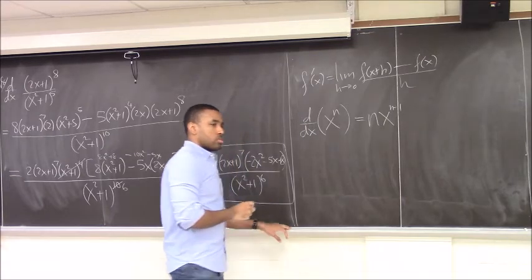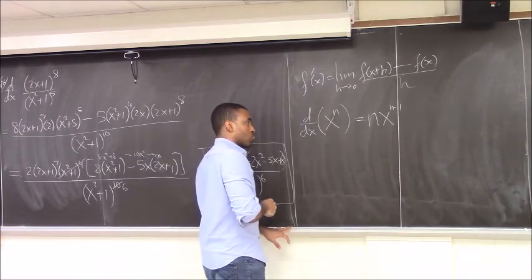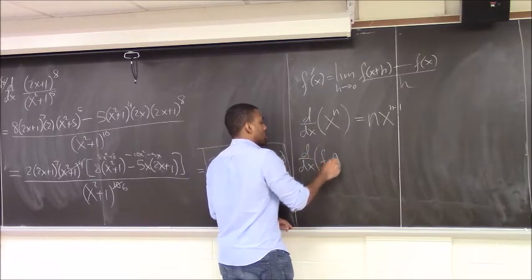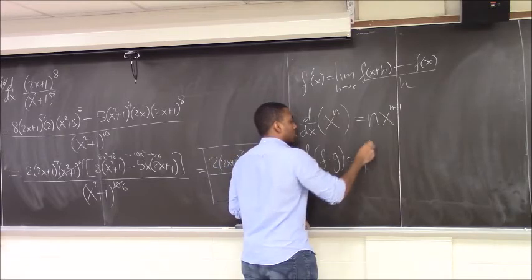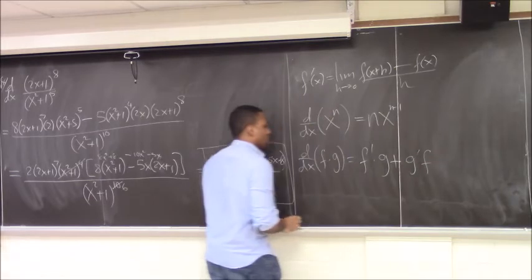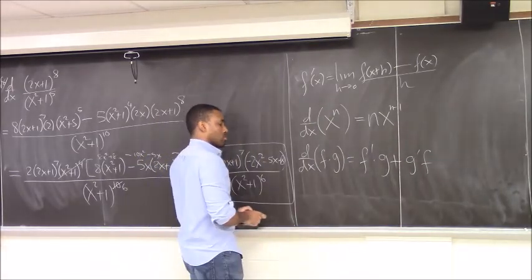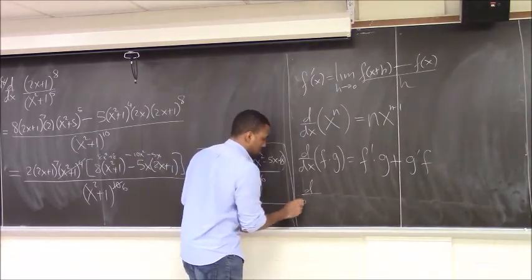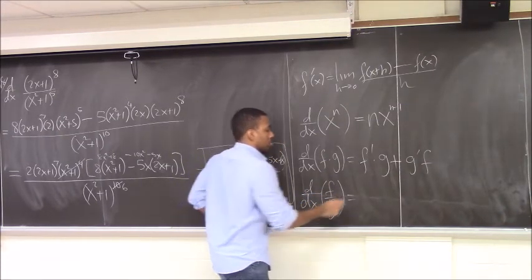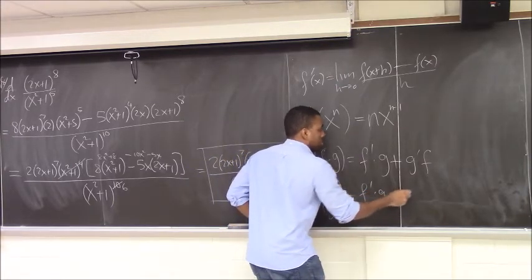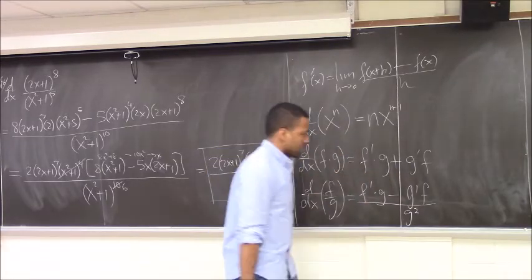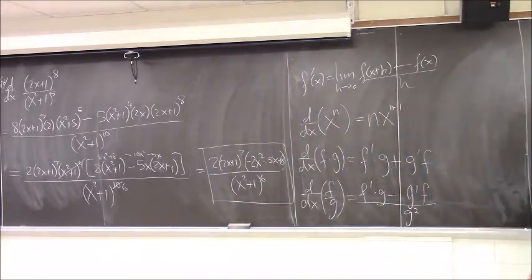What's the product rule? The derivative of f times g equals f prime times g plus g prime times f. Quotient rule? Right, the low d high minus high d low. What about the chain rule? What does the chain rule say?